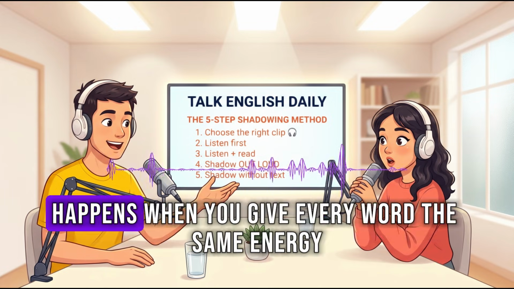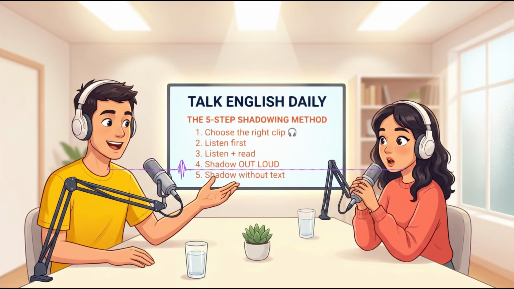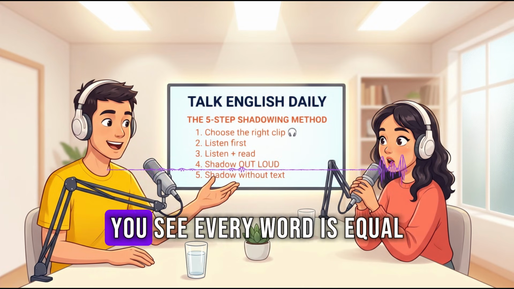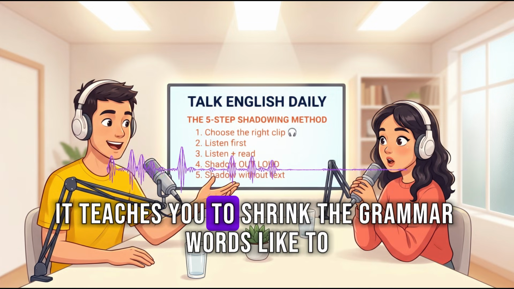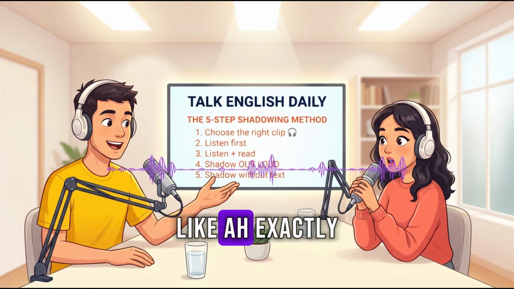Robotic stress happens when you give every word the same energy. Like a textbook reader. Okay, I will demonstrate the wrong way. Go ahead. I want to go to the store. You see? Every word is equal. It sounds very robotic. So what does shadowing teach you? It teaches you to shrink the grammar words like to and the. We shrink them into a lazy sound called the schwa.